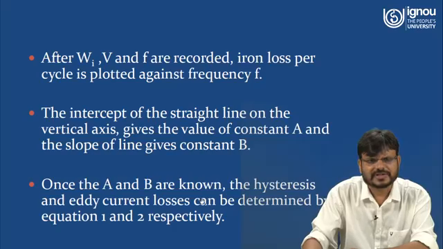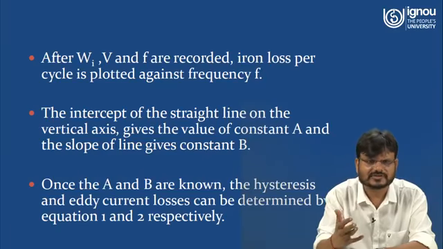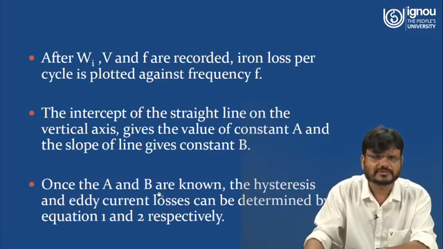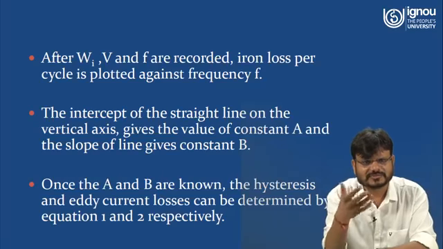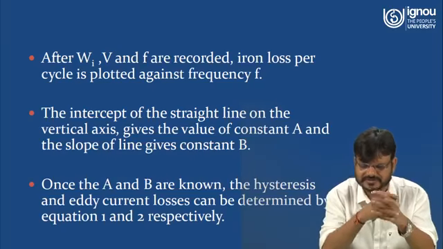Once A and B are known, the hysteresis losses and eddy current losses can be determined by equations 1 and 2 respectively, as hysteresis loss is directly proportional to the frequency, or you can say WH is equal to AF, and eddy current loss is equal to BF square. So you have calculated B and you have the frequency. Just put all the values, that means constant A, constant B and frequency, then you can find out the hysteresis losses and eddy current losses.